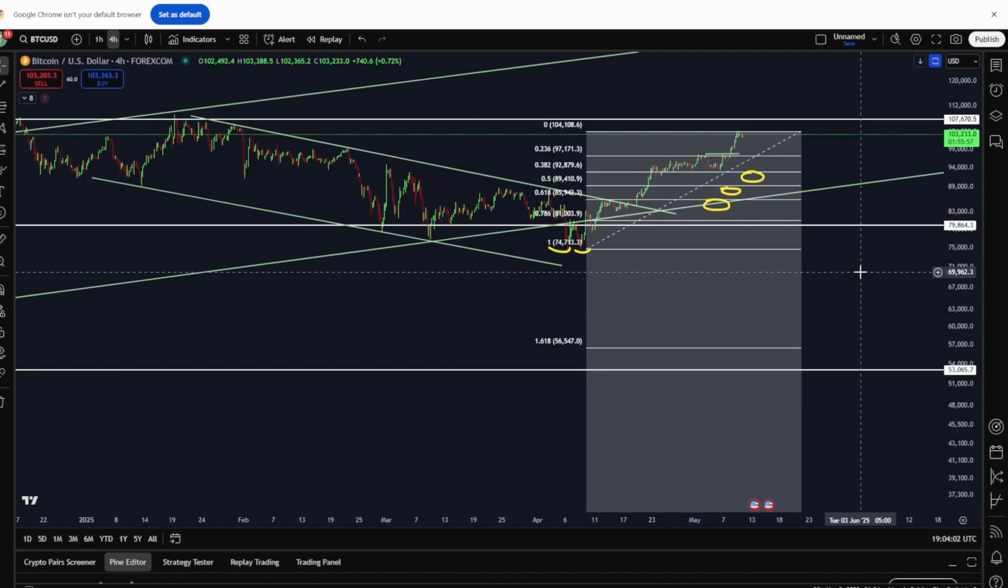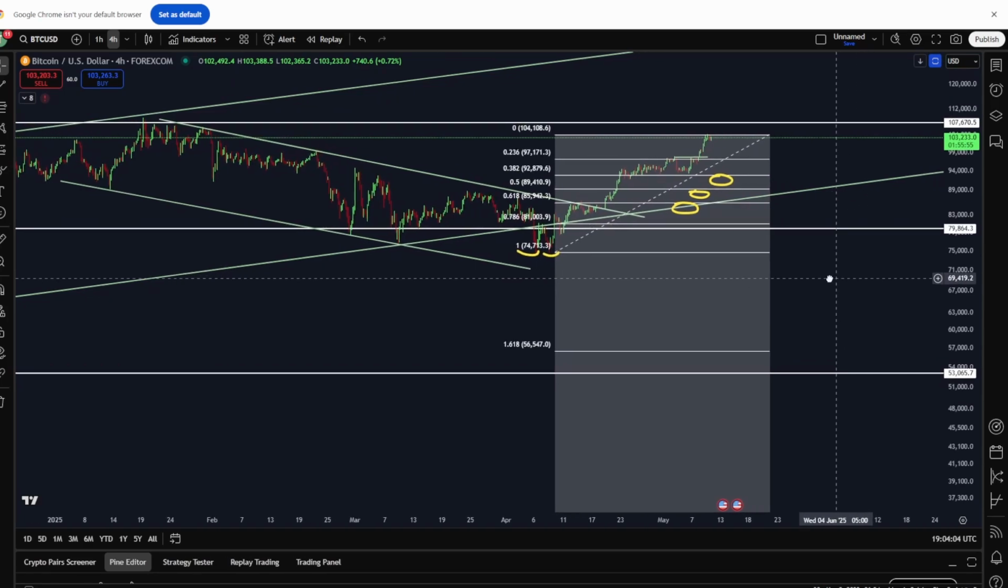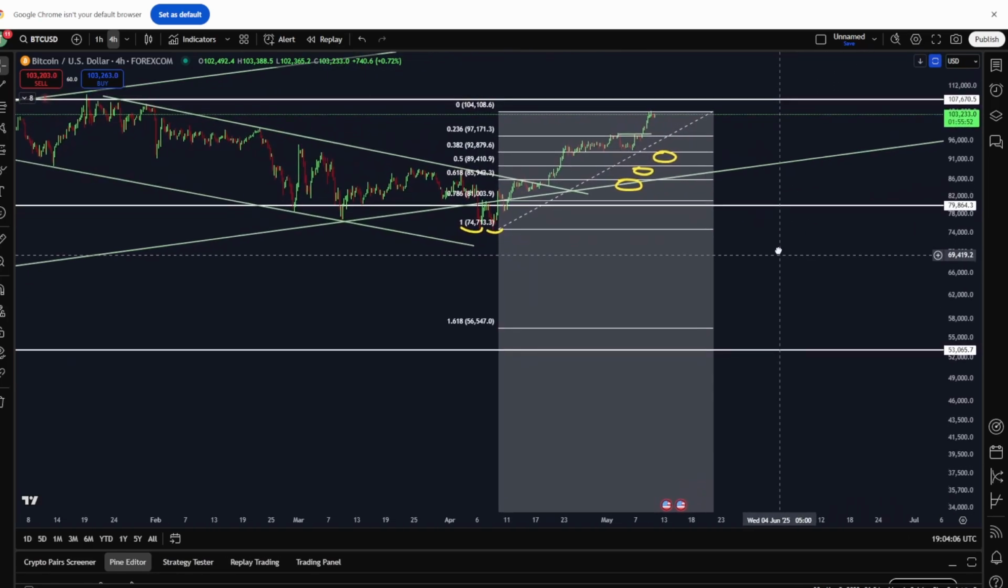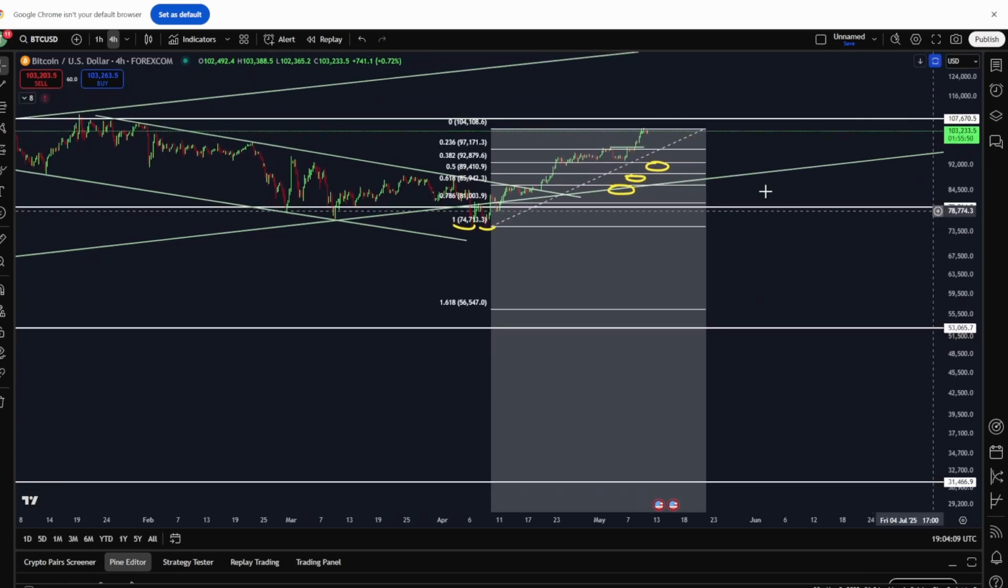I just want to show you some possible re-entries and show you an example of why I use the Fibonacci charts. All right, let's get right into it.